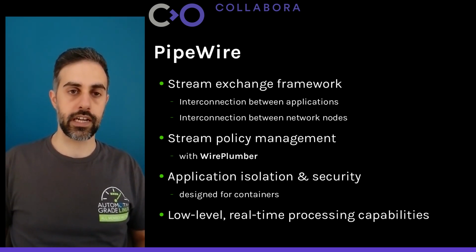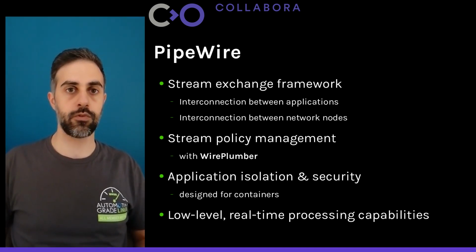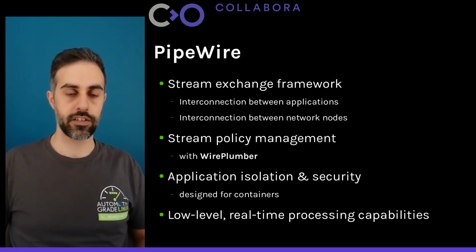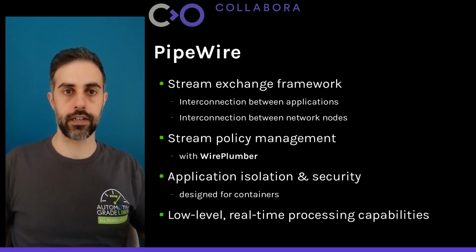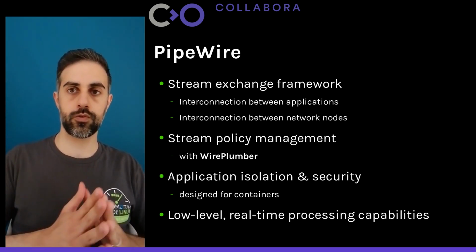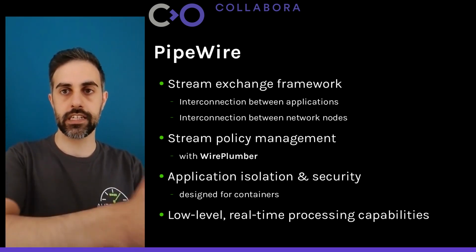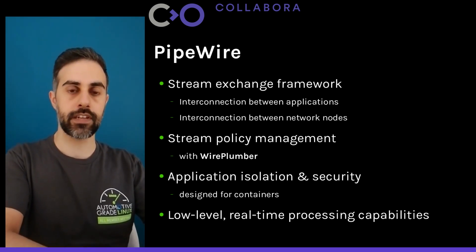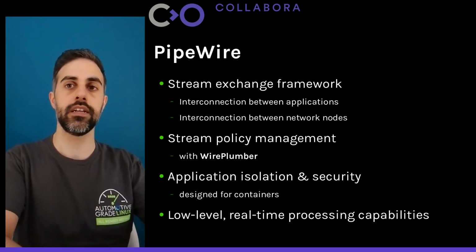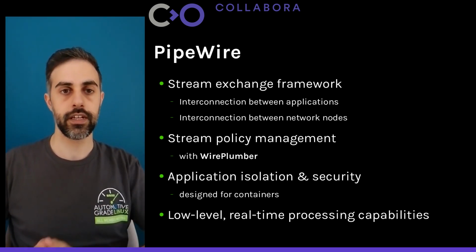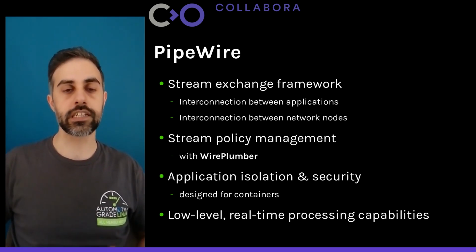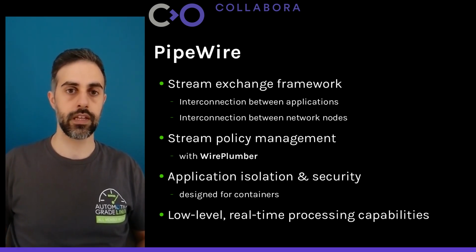PipeWire allows isolating applications from each other and from devices. It was actually built with containers in mind. So it was built to be able to make applications access a device securely without actually having direct access to the device. A device may be visible from one container and the application in another container, and it gets secure access through the PipeWire system.